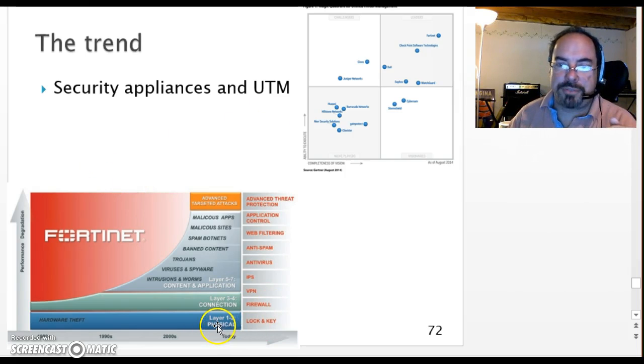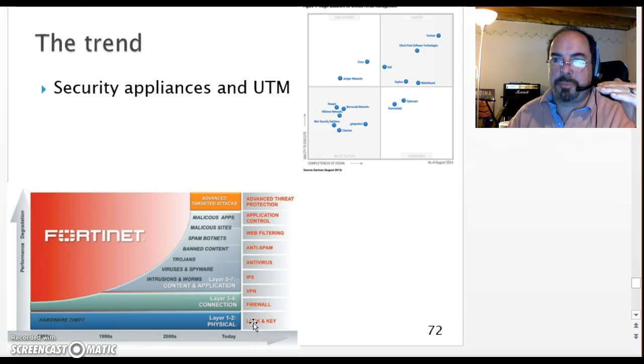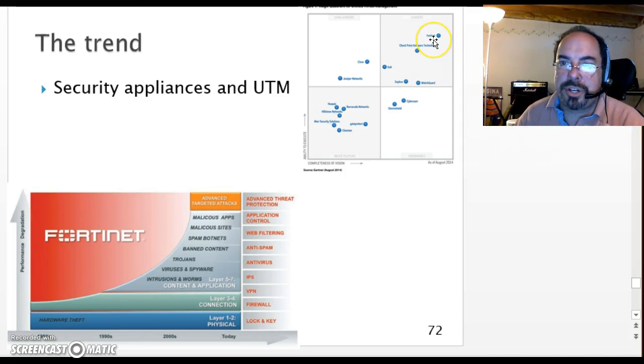So they say, well, that guards the physical layer because you can physically lock up the server with a lock and key. Okay, fine. So it's all the layers. If you look at this, Fortinet is a company that's in the upper right-hand quadrant, which means they're an industry leader right now. If you look at this screenshot from one of their advertisements, they're saying they take care of all the layers, but they're doing firewall, VPN, intrusion protection, and detection and prevention, antivirus, spam, web filtering, application control, advanced threat protection.